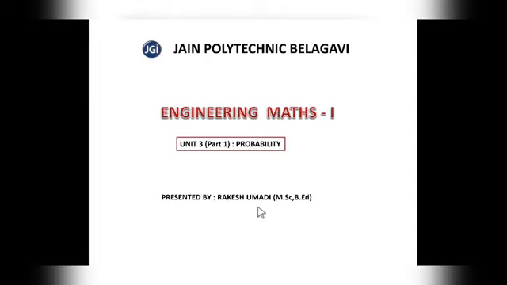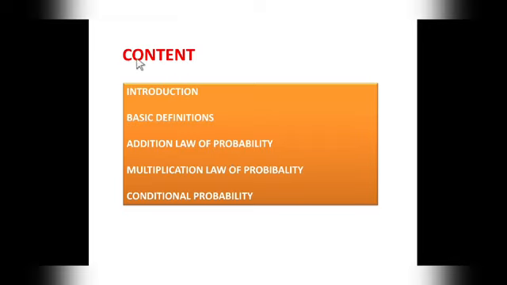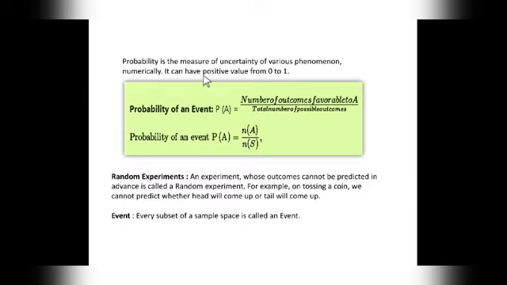In this session, we are going to study third unit of Engineering Mathematics 1, that is probability. In this chapter, I am going to cover introduction of probability, basic definitions, addition law of probability, multiplication law of probability, and conditional probability. Actually, what is probability? Probability is the measure of uncertainty of various phenomena numerically. It can have a positive value from 0 to 1.